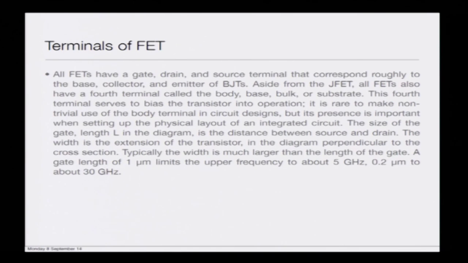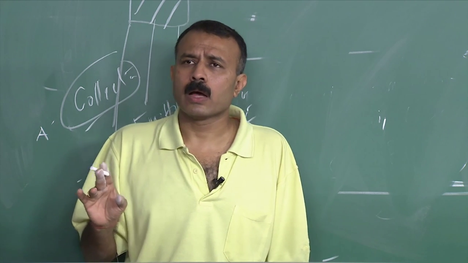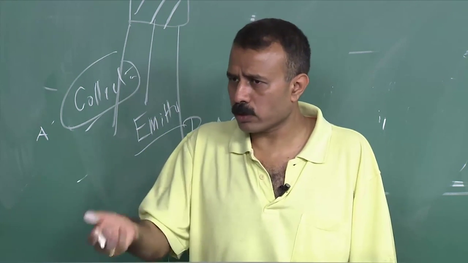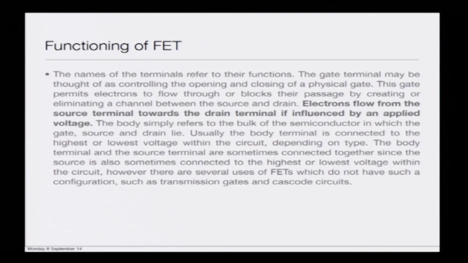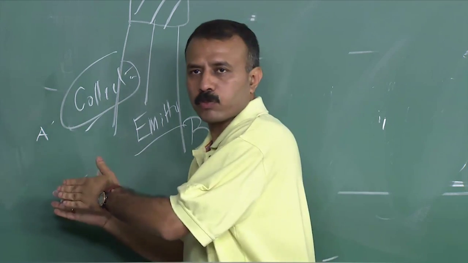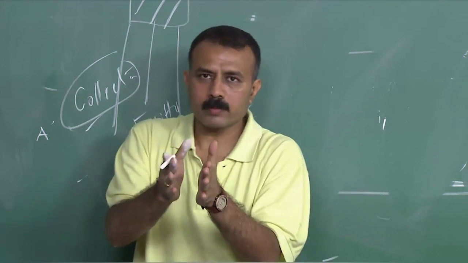Again, you really do not need to get into the physics of this device. You have to understand the basic concept of how you detect the neuronal signal. That is the most important thing I wish to highlight. Coming to the next slide, the functioning of the FET. The names of the terminals refer to their function. The gate terminal may be thought of as controlling the opening and closing of a physical gate. This gate permits electrons to flow through or blocks their passage. So you open the gate, there is a flow of electrons; you close the gate, the electron flow is halted.